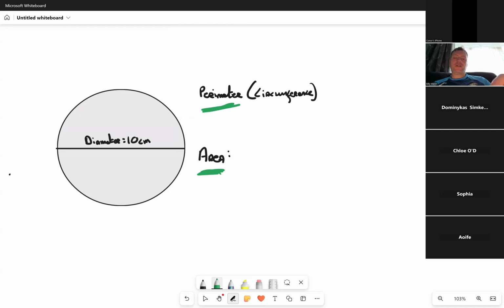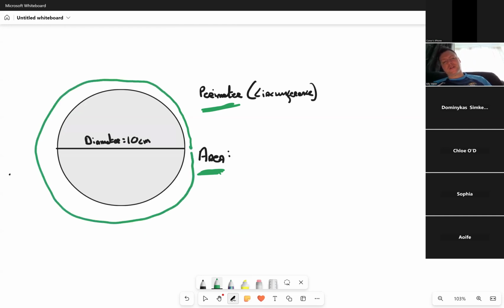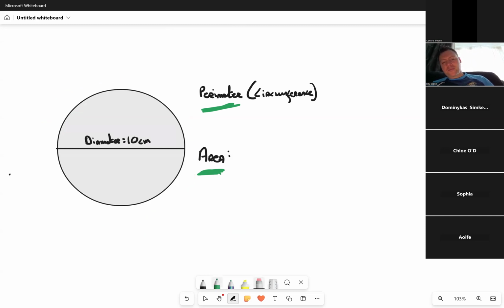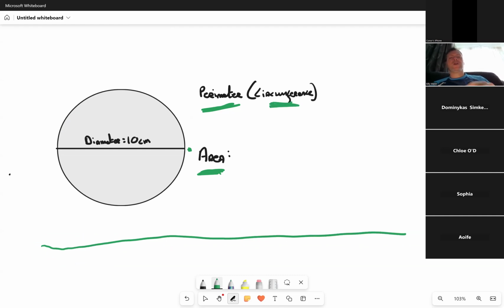But perimeter of a circle is the length from, let's say we start here and we go all the way around the circle and back here. So imagine we cut the circle here. We cut it and we straightened out the whole length and then we measured it. That would be the circumference or the perimeter of the circle. In a circle, we call it circumference, but it means the same as perimeter. But that's going to be quite difficult, is it, lads? Yeah.